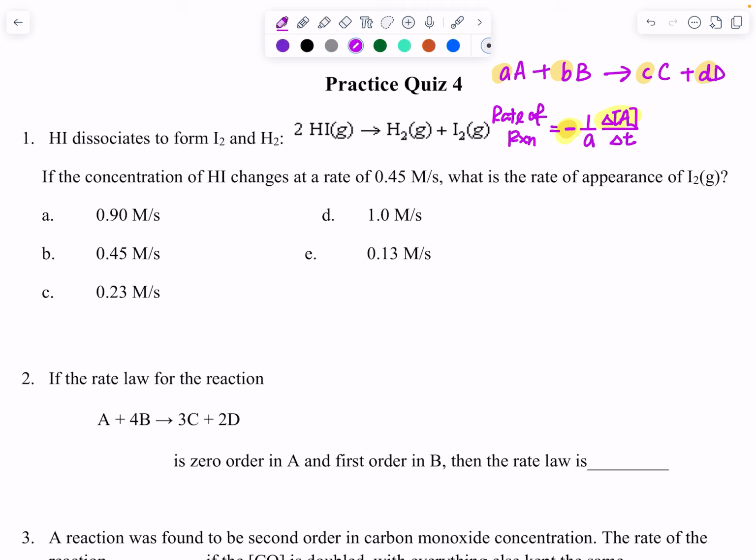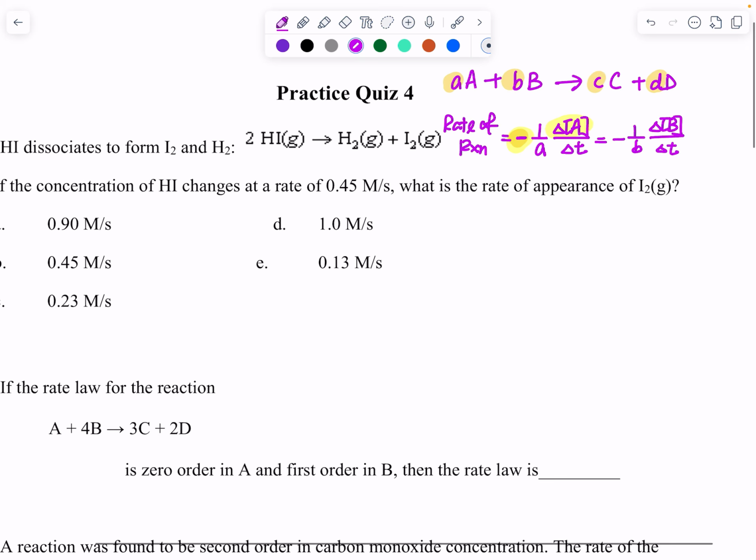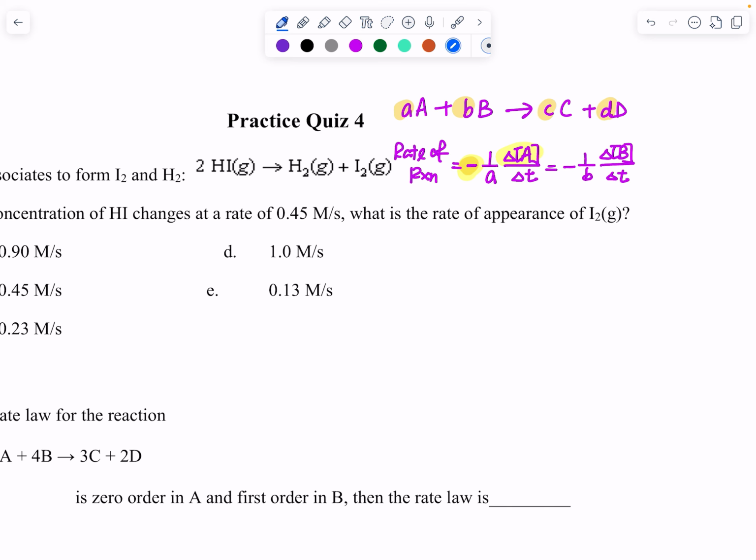Now this also equals, using reactant B with the same idea, 1 over b, the coefficient for B, times the change in concentration of B, where we use brackets to express concentration, over the time interval delta t. Of course all of these are equal. Now it equals the product. Since as the reaction goes on it makes more and more product, it's going to be positive, so that will be positive 1 over c, delta [C] over delta t.